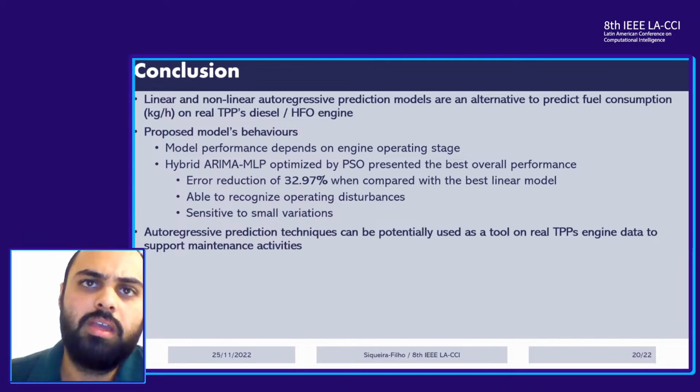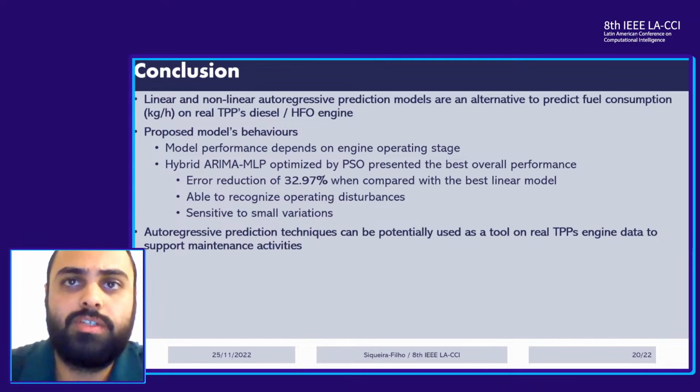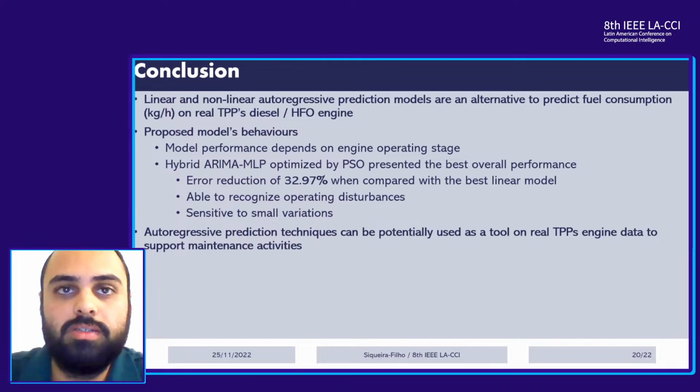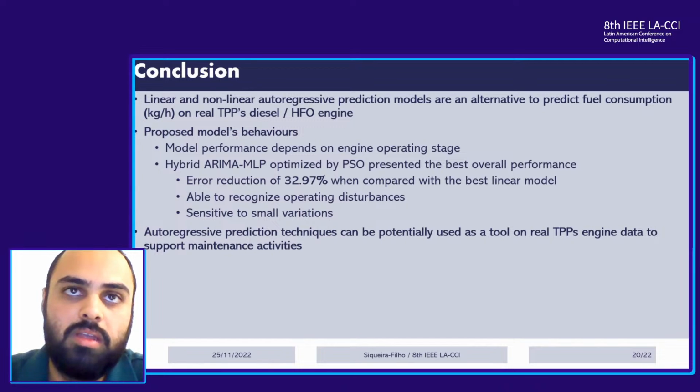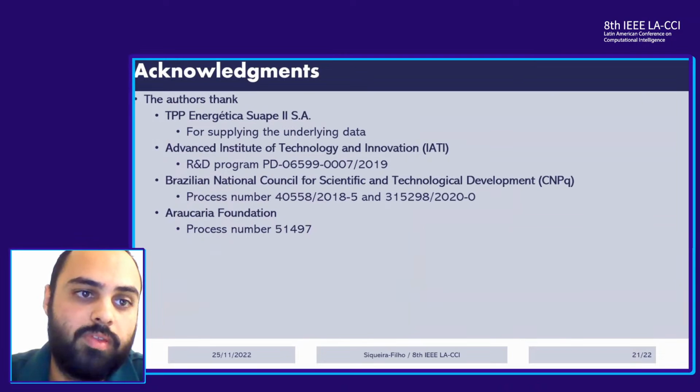And finally, autoregressive prediction techniques can potentially be used as a tool on a real TPP engine to support maintenance activities. The authors want to thank Energetica Swap tool for supplying the underlying data, and the Advanced Institute of Technology and Innovation, the CNPq and Araucaria Foundation for also supporting this research.